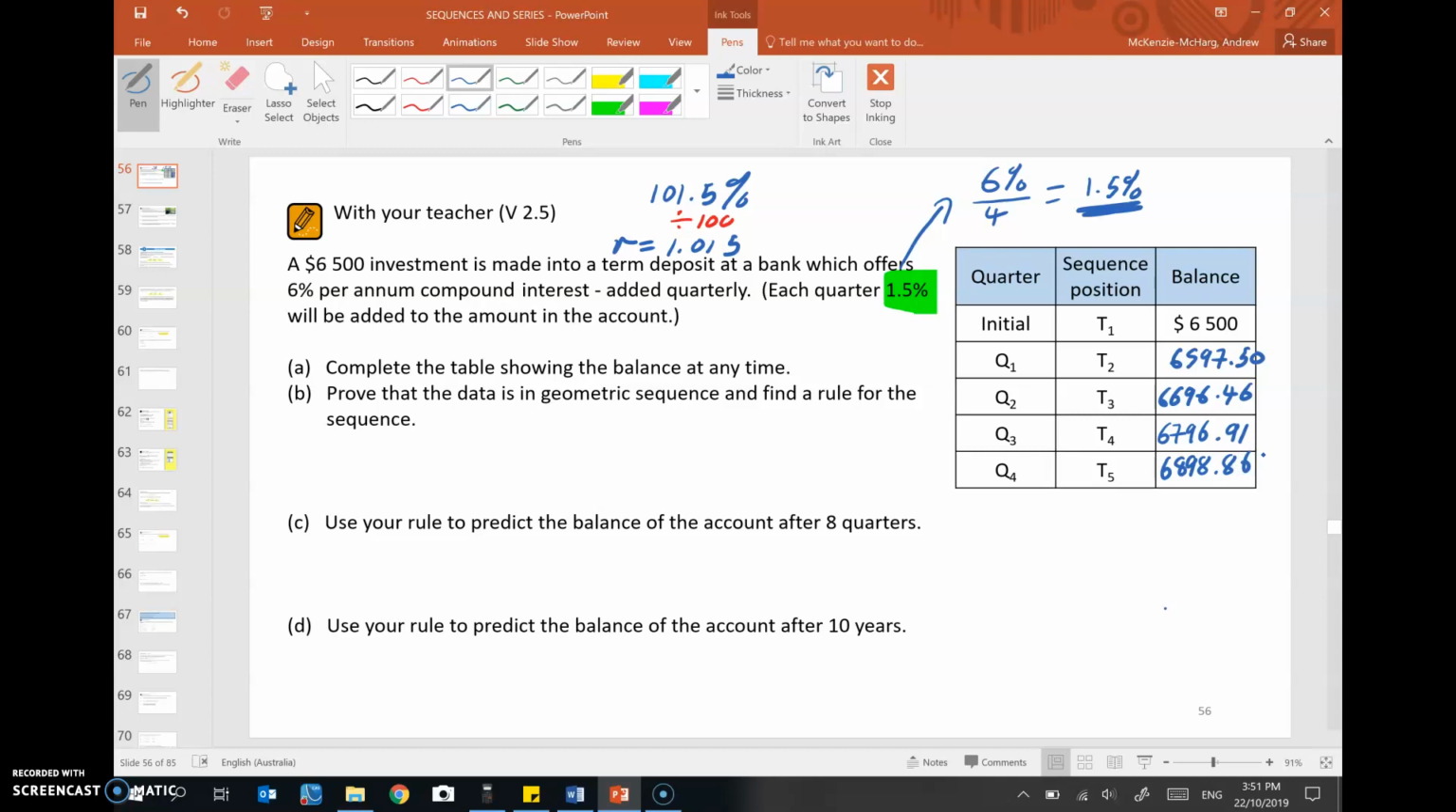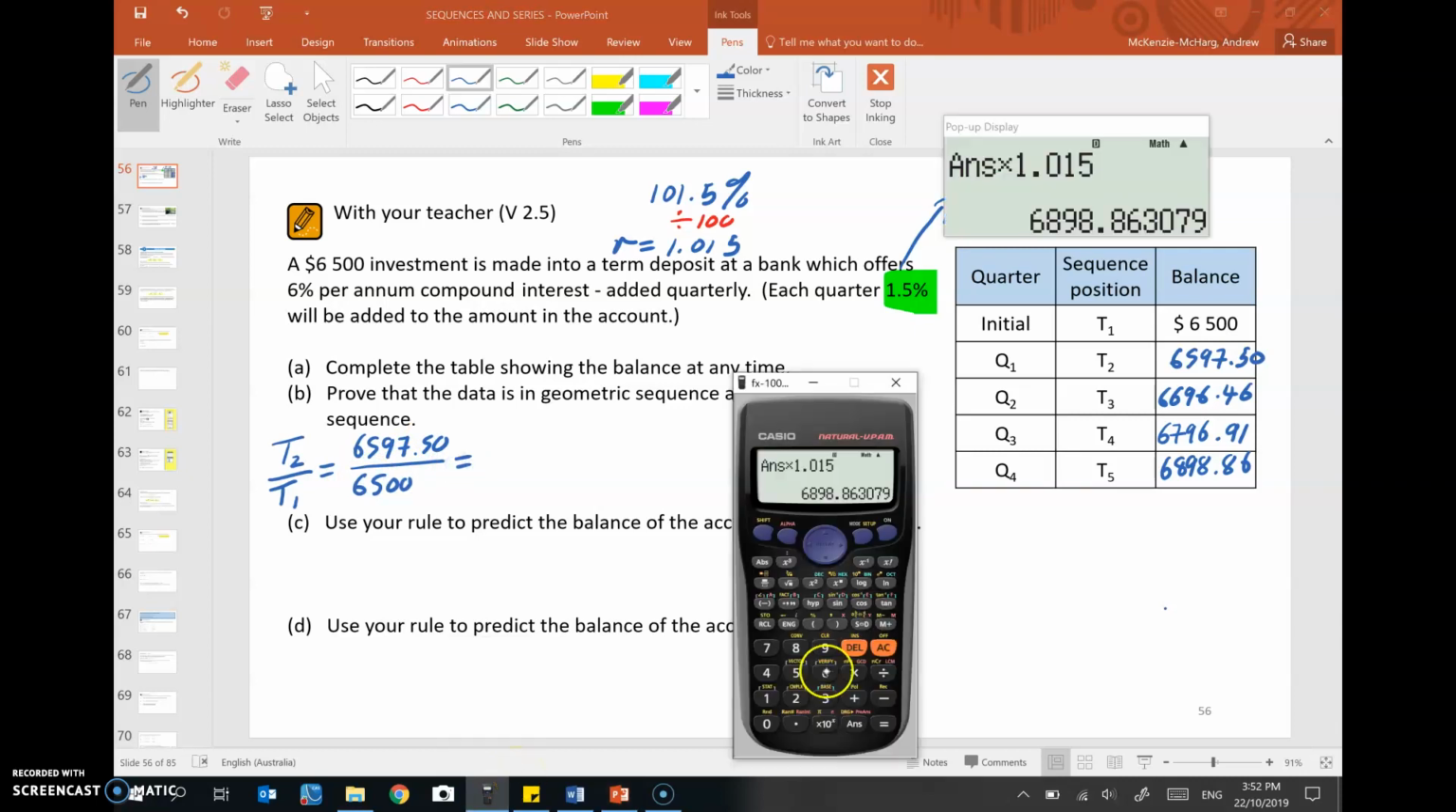In part B, we're asked to prove that the data is a geometric sequence and find a rule for the sequence. Okay, so if this data is in fact geometric, then we know that by dividing consecutive terms, we should reveal the common ratio and get that common ratio repeating. So what they're asking us is to divide consecutive terms and see if we get a repeat with the value that comes from that. So term 2 divided by term 1. Now we know that that is going to reveal this common ratio of 1.015.